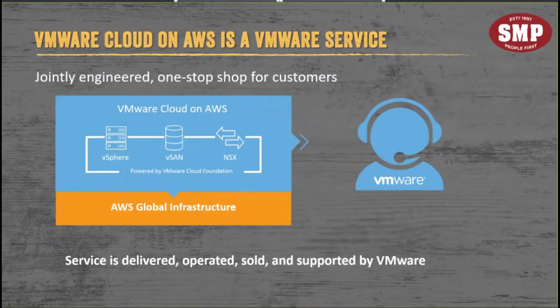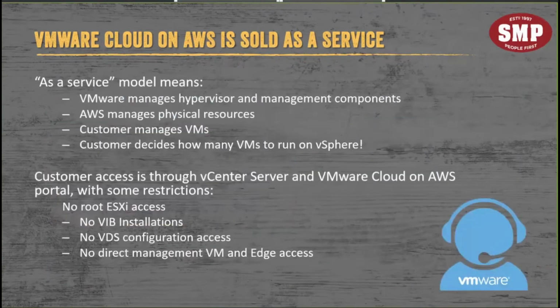So VMware Cloud on AWS is a service. Let's just make sure that that's understood. It's jointly engineered with AWS, and it leverages the AWS infrastructure, but it is a service delivered by VMware. Everything rolls through VMware to be able to do this. So let's double click a little bit and see what that means. In the as-a-service model, VMware manages the hypervisors and the management components. AWS has all of the hardware, and then you end up managing all of your workloads.